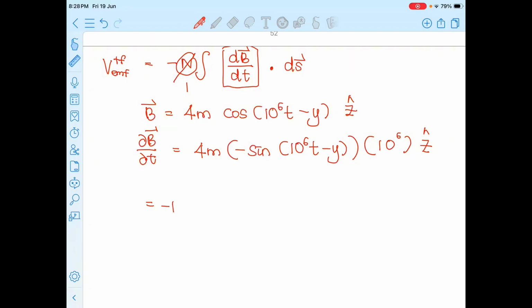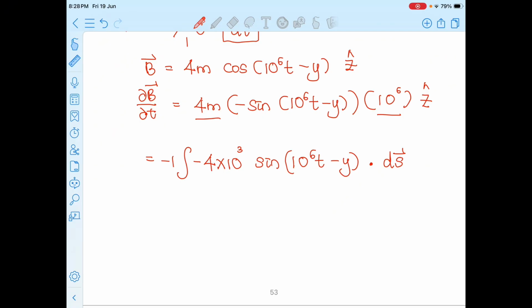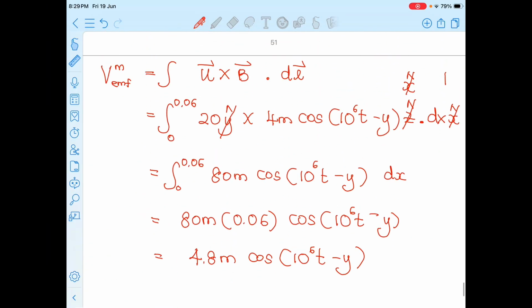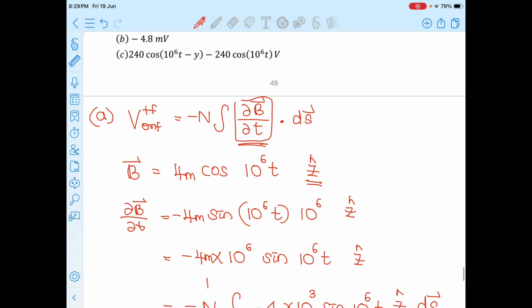Negative 1 integrate. So I'm going to combine these two. It becomes 4 multiply 10 power 3, I have a negative here, so sin 10 power 6t minus y, dot with the ds, dot with the dx. When you have dx, it means that you deal with double integration. So we have to look at the shape of our conductor here, how to find the area.